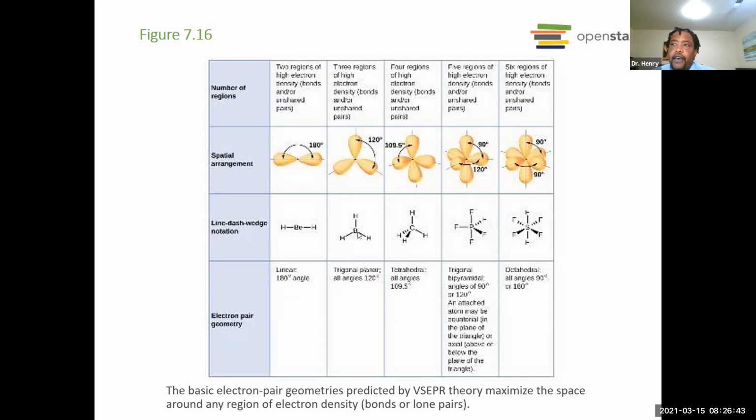Here, where we have boron attached to 3 hydrogens, the angle is going to be 120. So this guy is going to be trigonal planar. Let me type that out so you guys can see it clearer.